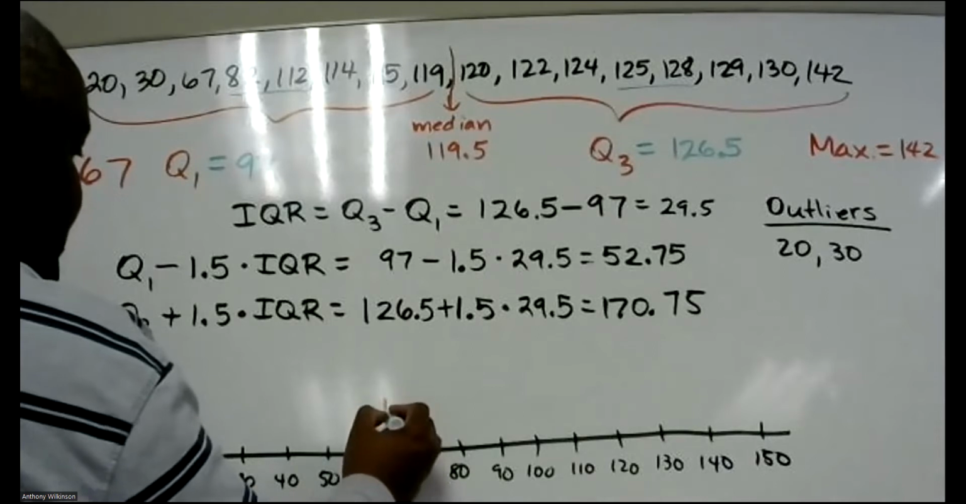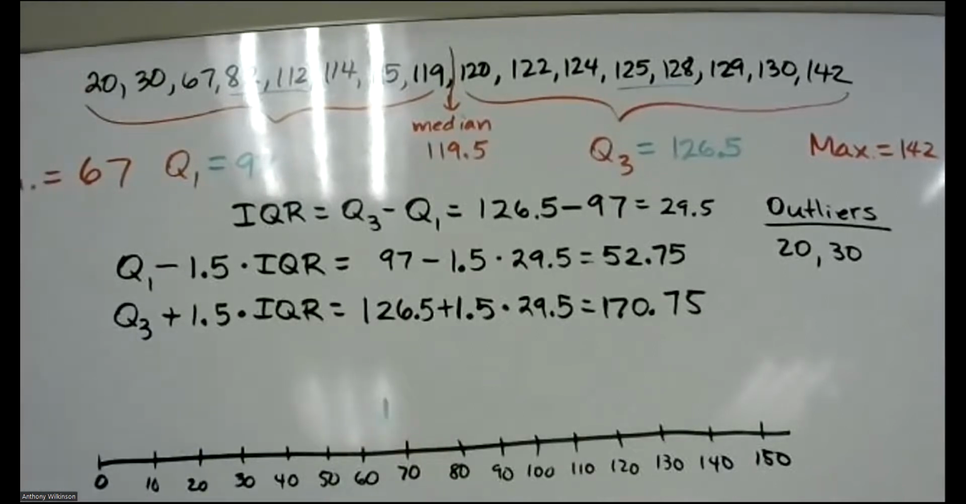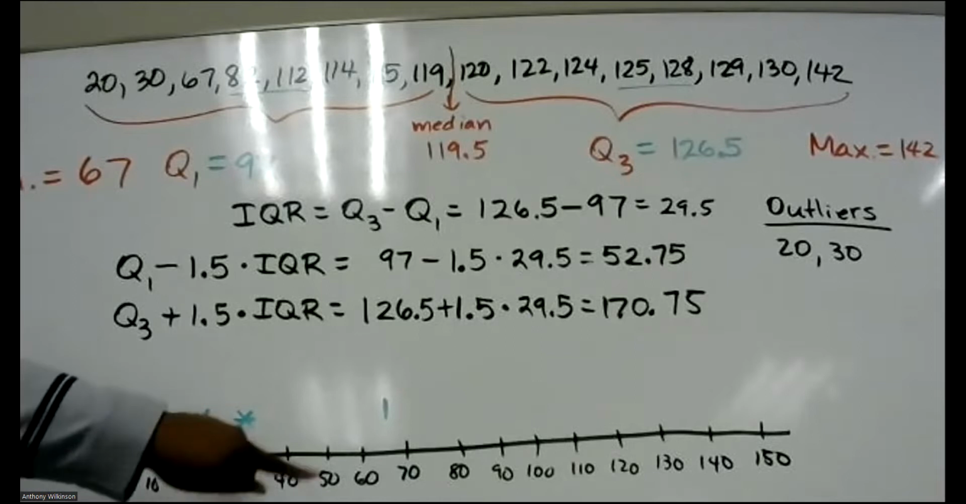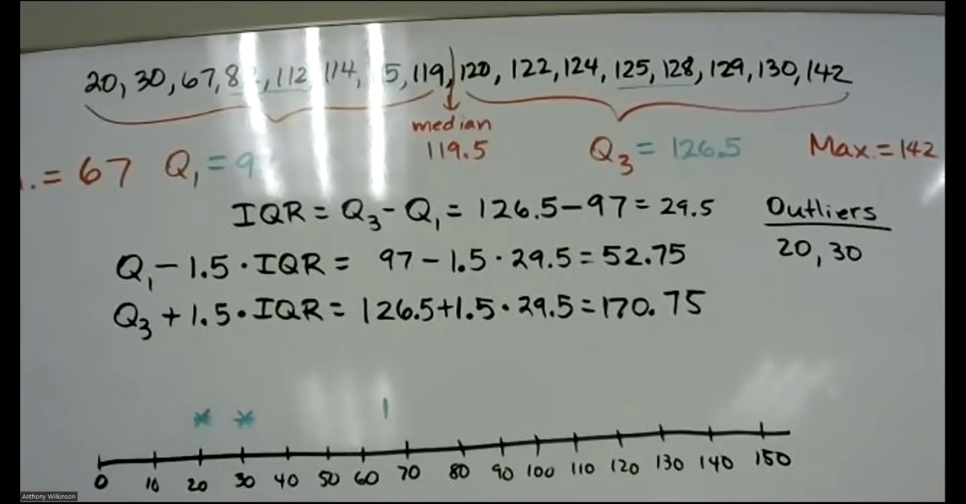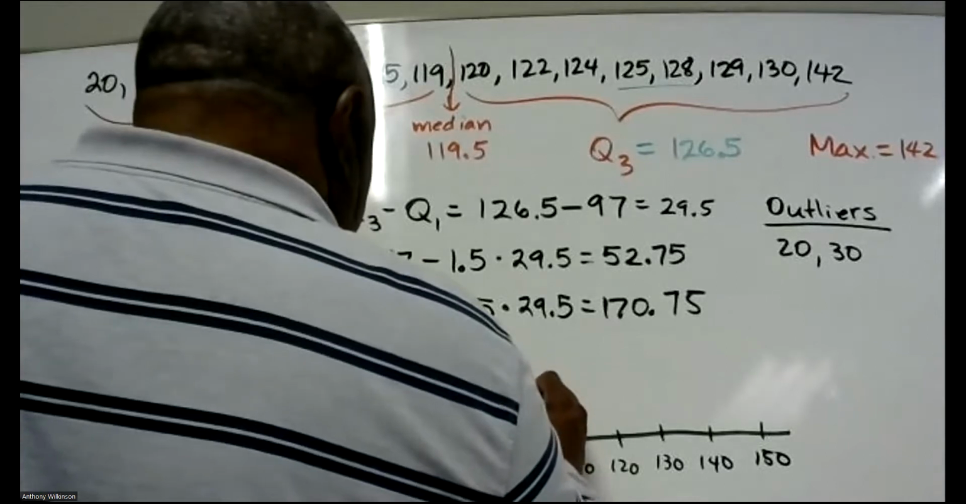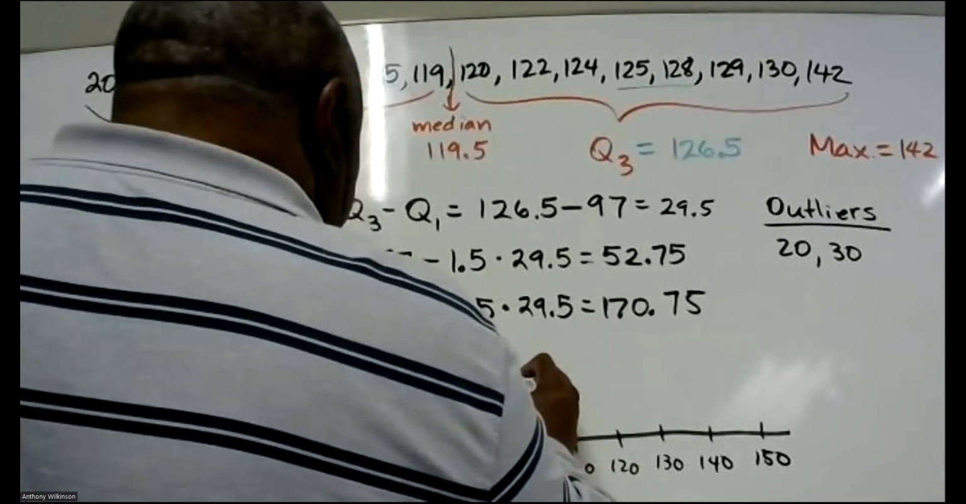And I'm going to draw a short line here because that's the minimum value. And I might as well put in my outliers, the 20 and the 30. I'm going to use an asterisk at 20 and at 30 for my outliers. Okay, and I have the small vertical line at 67. Q1 is 97, that's close to 100. So I'll put it about right here. I'm going to draw a longer line here because that's going to be part of the box.